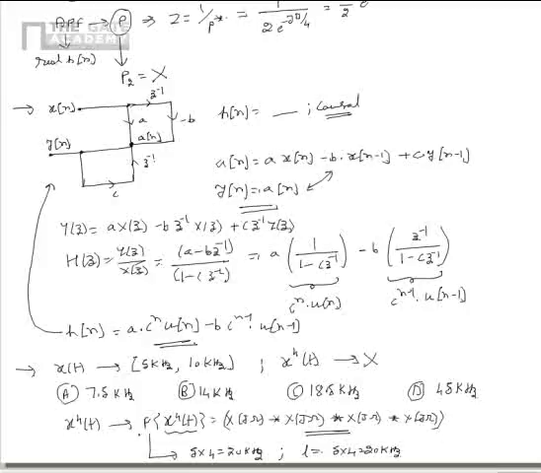So from this we can say that the Fourier transform of x power 4 of t is in the range of 20 kilohertz to 40 kilohertz in the frequency domain. From this we can say that 7.5 kHz, 14 kHz, 18.5 kHz and 45 kHz would not definitely lie in the frequency representation of x power 4 of t.